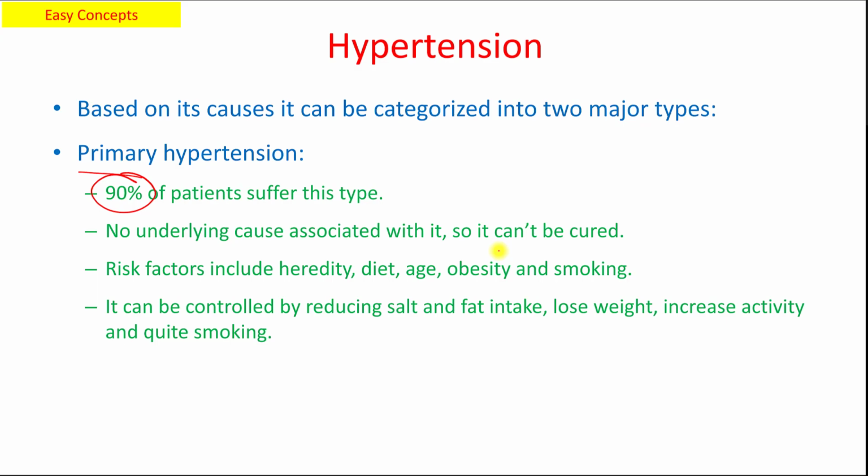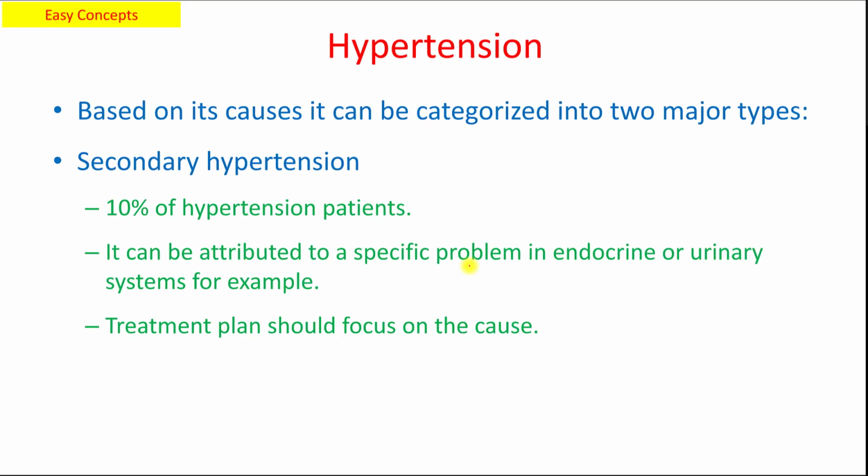There are risk factors, however, like obesity, smoking, diet, age, heredity. All of those factors will contribute to the primary hypertension, and this one can be controlled. It can be cured, it can be controlled through changes in the lifestyle. And the second one is the secondary hypertension.